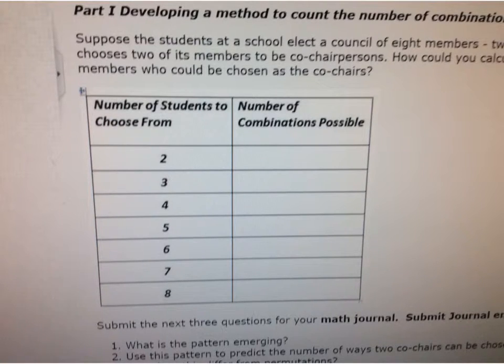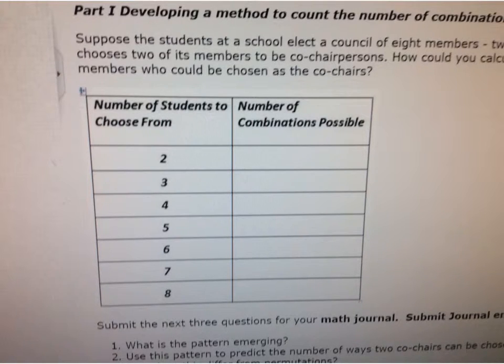So for this chart, we're trying to figure out how many ways we can make this committee of co-chairs. It really doesn't matter if we put Fred and Barney as co-chairs. That's the same as if we put Barney and Fred. And so we have to consider that when we're trying to figure out how many different ways there are to make this group of two co-chairs.